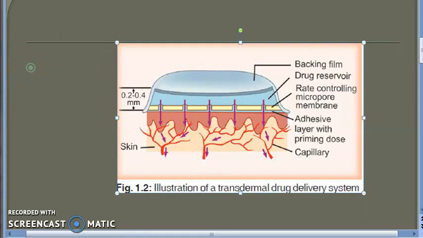Okay. Are you awake? Shall we give a wake-up call for you? Guys, we are discussing transdermal patch or cutaneous route of systemic drug administration. Okay.